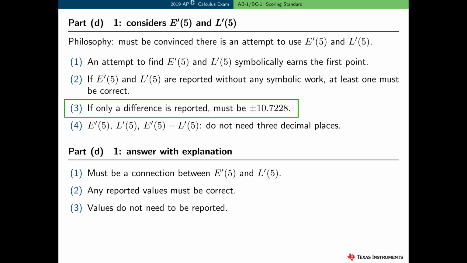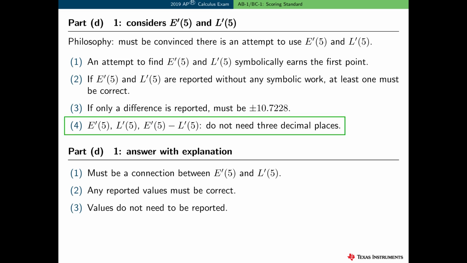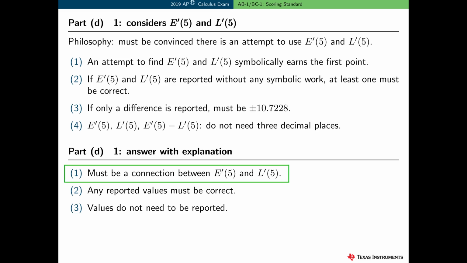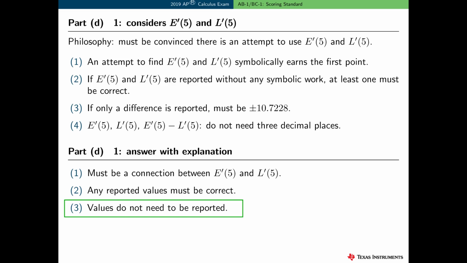If the student goes directly to the difference of the two values, then the difference presented must be one of these two values. And these 3 values do not need 3 decimal places. These aren't final numerical answers. The second point in Part D was for the answer with a sufficient explanation. And the student must make a connection between E prime of 5 and L prime of 5. And any reported values here, however, must be correct. However, the values don't need to be reported.